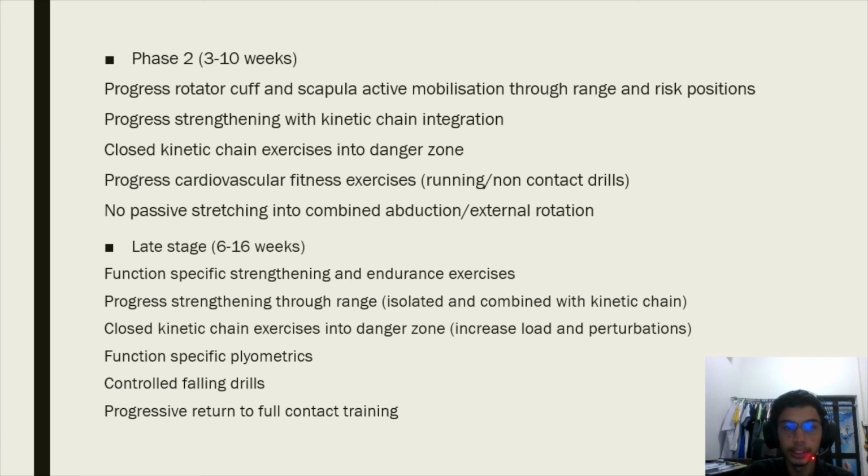And finally, the late stage from 6 to 16 weeks: function-specific strengthening and endurance exercises, progress strengthening through range, isolated and combined with kinetic chain, closed kinetic chain exercises into danger zone, increased load and perturbations, function-specific plyometrics, controlled falling drills, and a progressive return to full contact training.